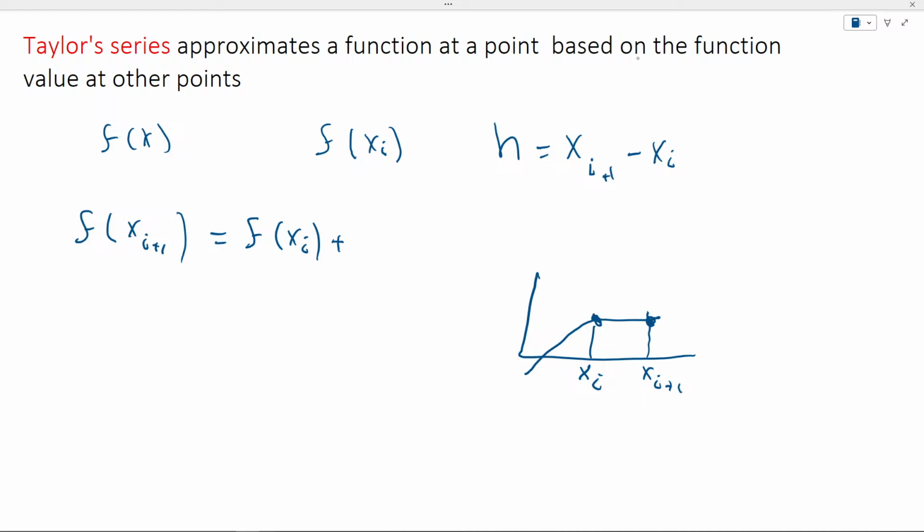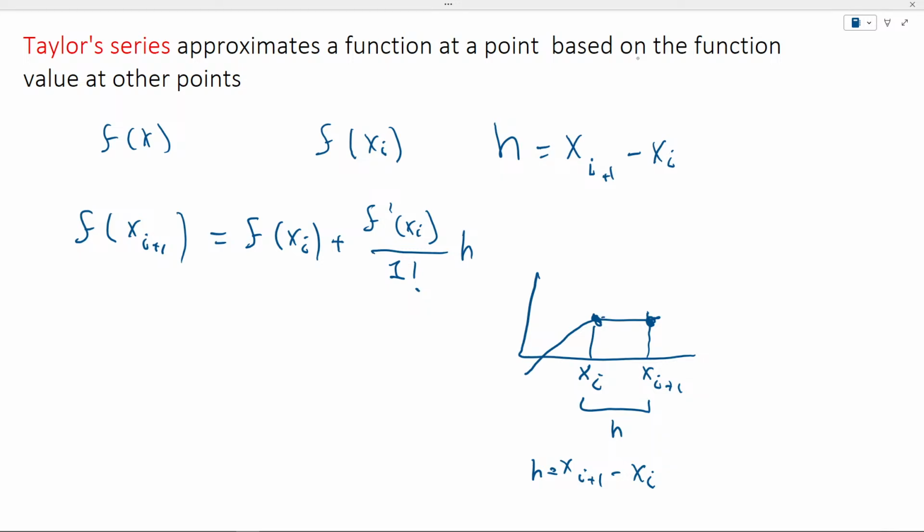Remember, like a Taylor series, I approximate a function at a point by its derivative. I will tell you this is the first derivative of this guy, over 1, times h, that's my step size. So what did I do here? I'm adding a slope and I'm multiplying it by h, because remember h is x_{i+1} minus x_i.